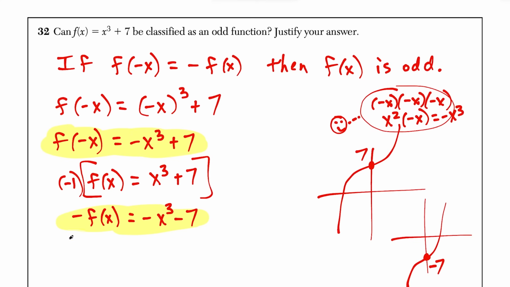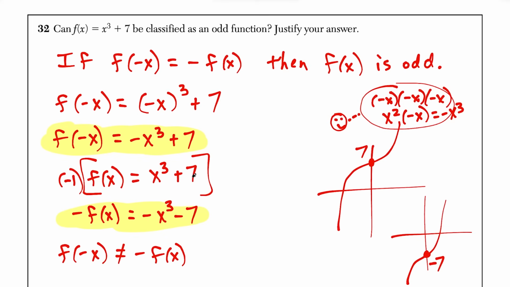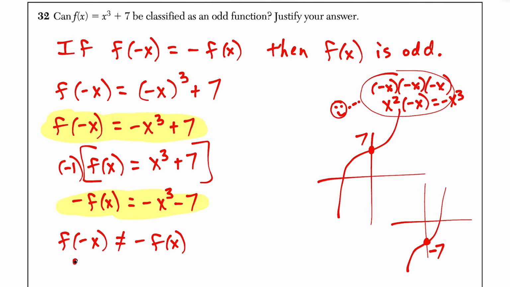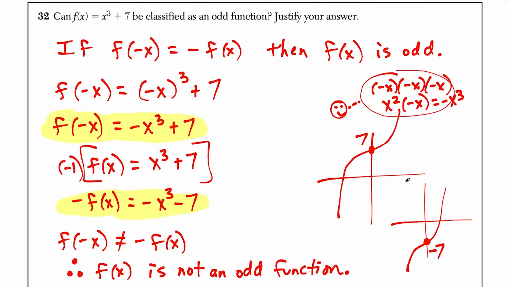So I could say here that f of negative x is not equal to negative f of x. So the conclusion that we could draw from this, we could say, therefore, f of x is not odd, okay? Or I could say is not an odd function. So this is the more technical way of writing it out, but once again, you could get away with using this argument over here. You just have to be very careful how you write the sentence.